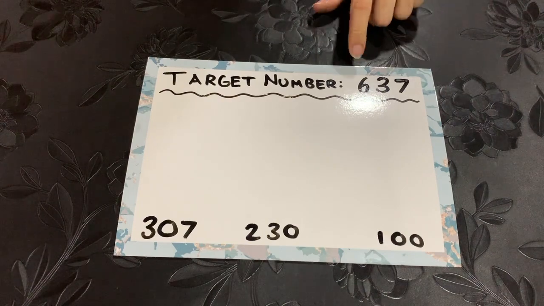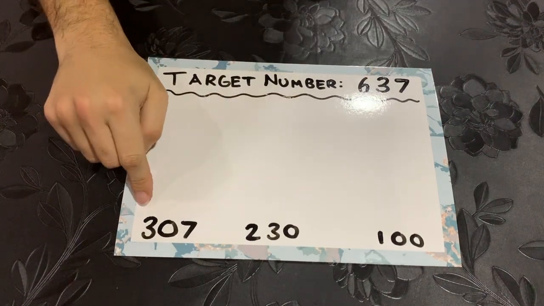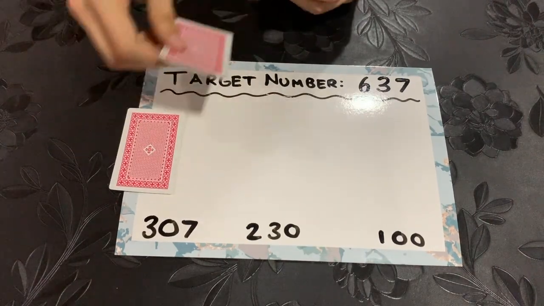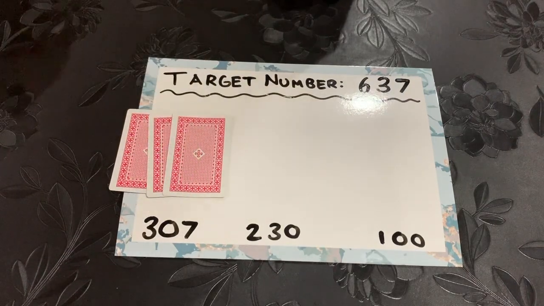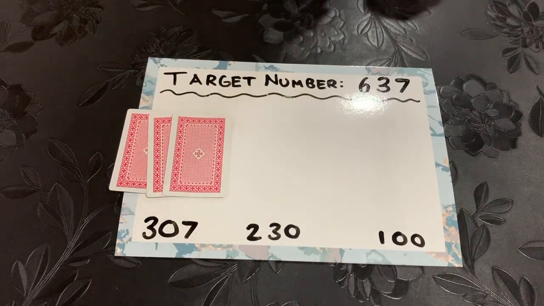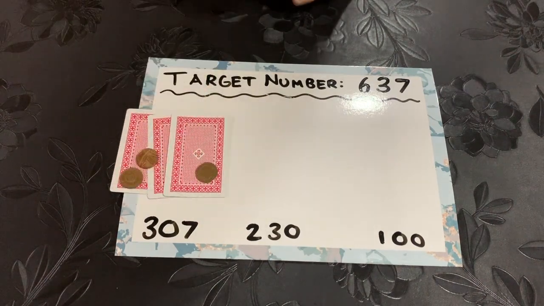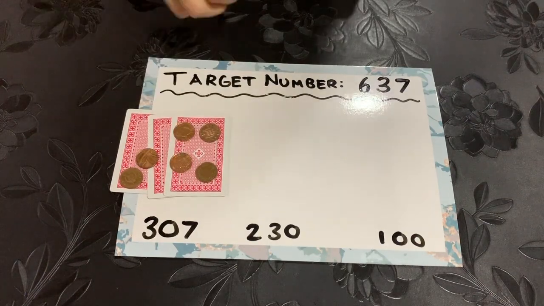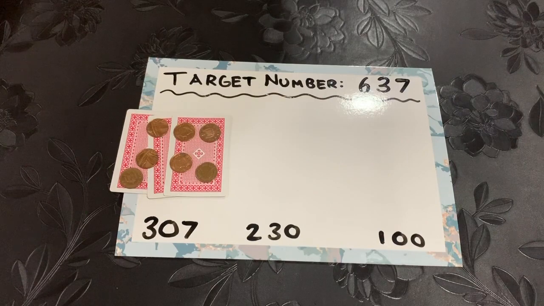Okay, I'm still doing the same number, 637. This time I'm going to do some hundreds and ones together. So I've got 3 hundreds, 100, 200, 300. And now I want my 7 ones. So I've got 1, 2, 3, 4, 5, 6, and 7. So that's 307 here.